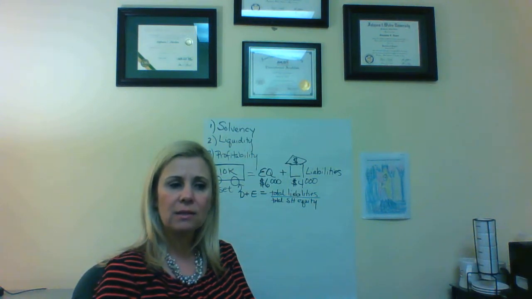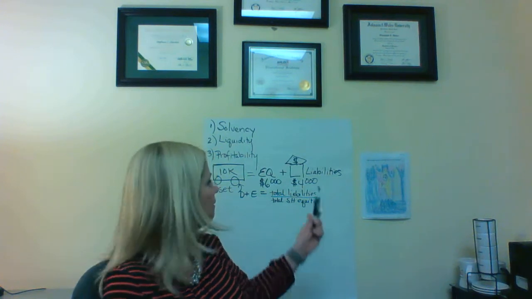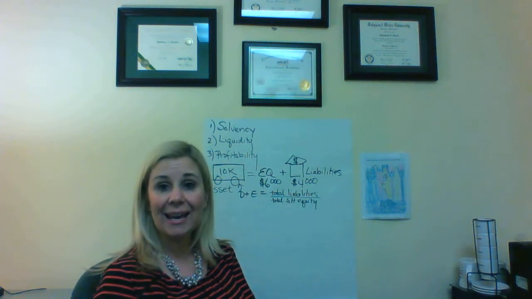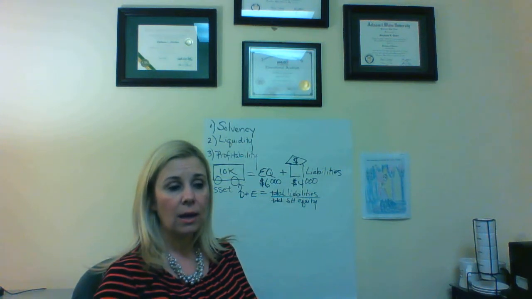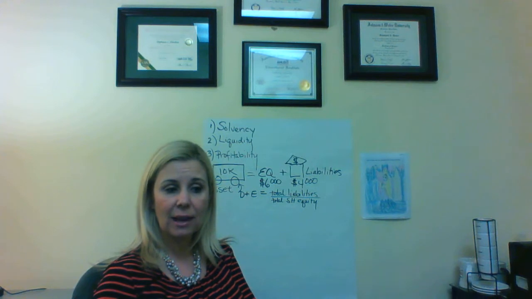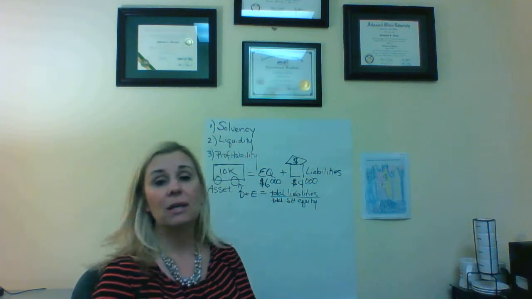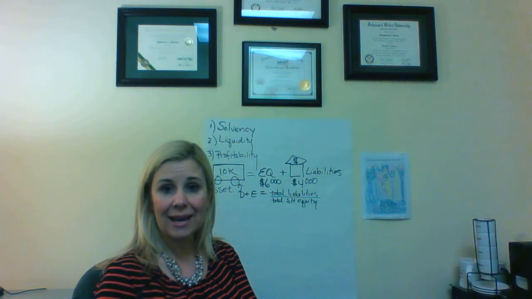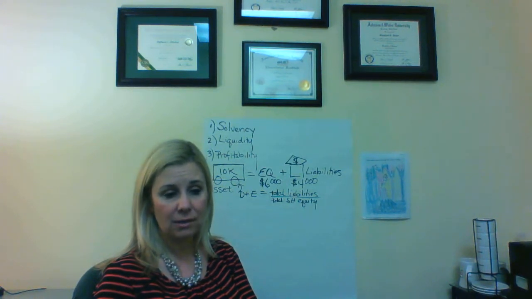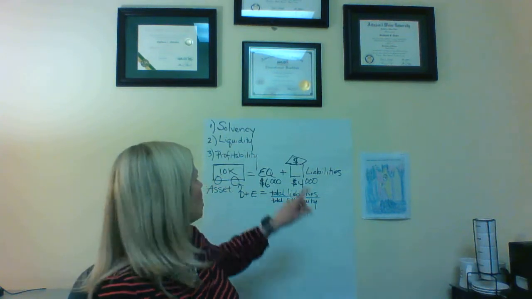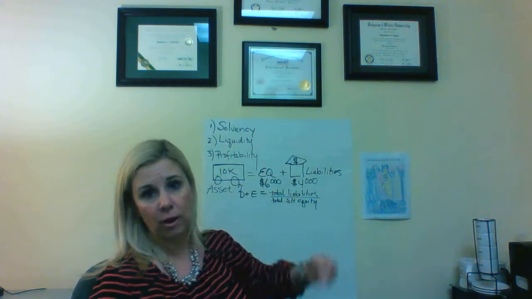How will this company be able to cover the long-term debt payments if they're debt heavy? A bank, a creditor, or an investor may look at this and say, I'm not comfortable with your debt to equity ratio because you are too debt heavy to be a good risk. The second type of ratio we're going to talk about is liquidity ratios.